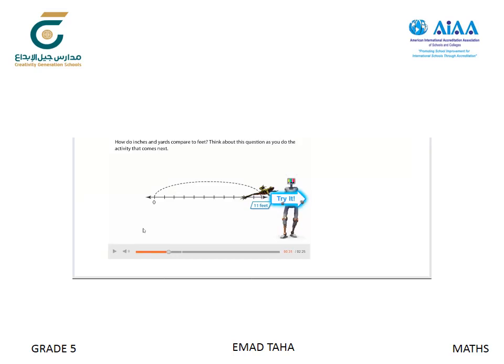So what is the relation between feet and inches? Also feet and yards. Remember that 1 foot equals 12 inches and 1 yard equals 3 feet. So to convert from feet to inches, we convert from a greater unit to a smaller unit. So what must we do? We must multiply.